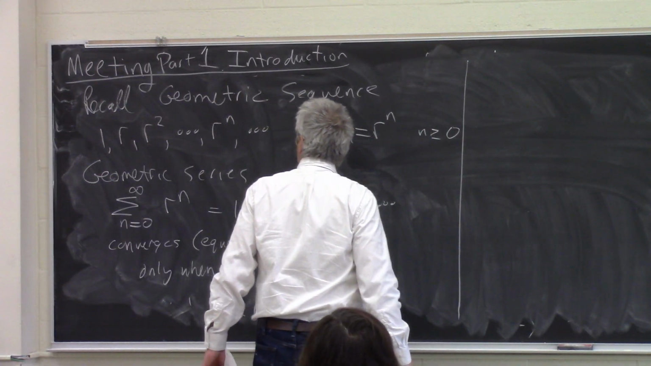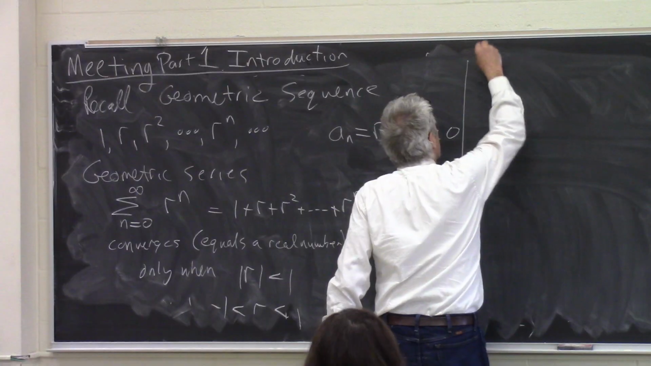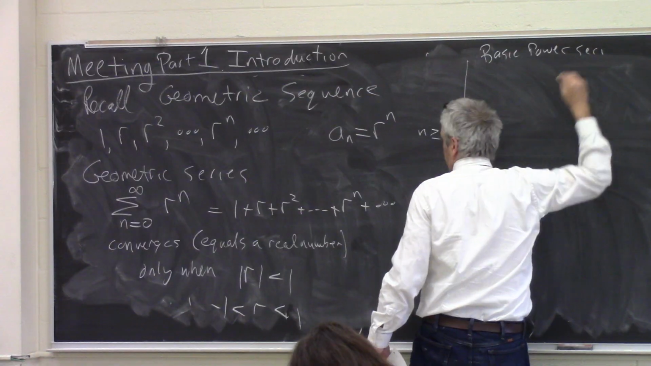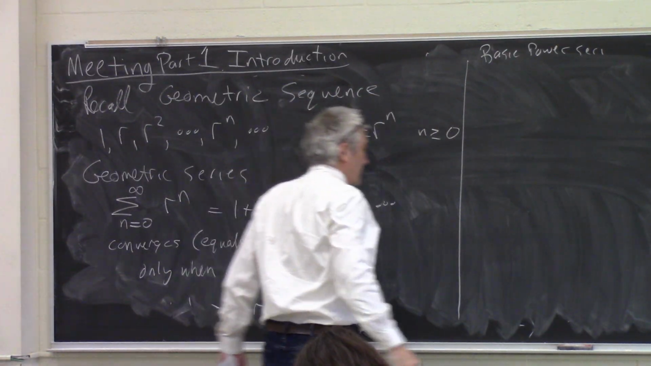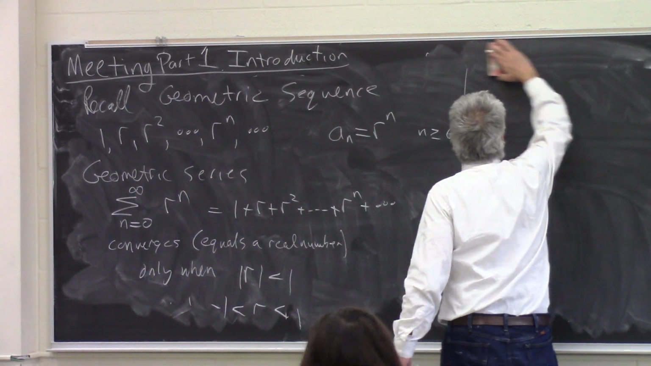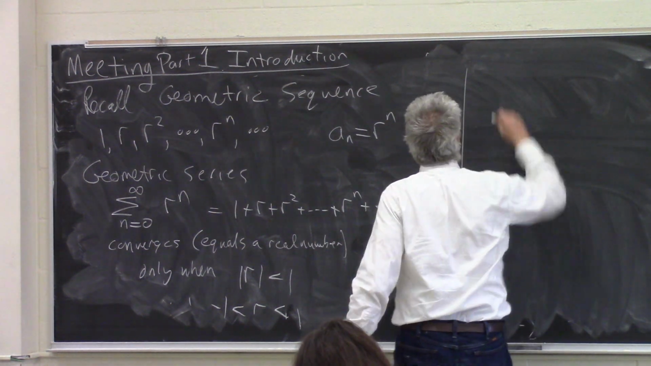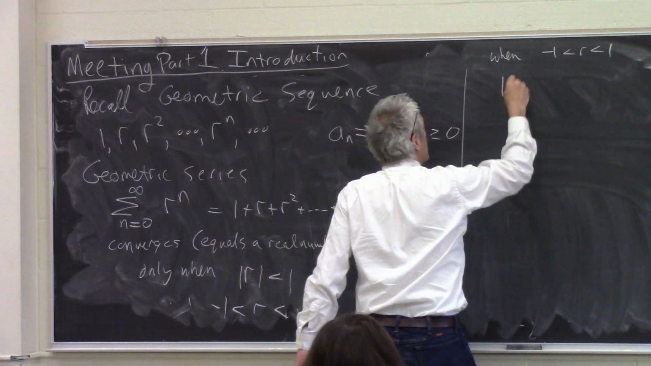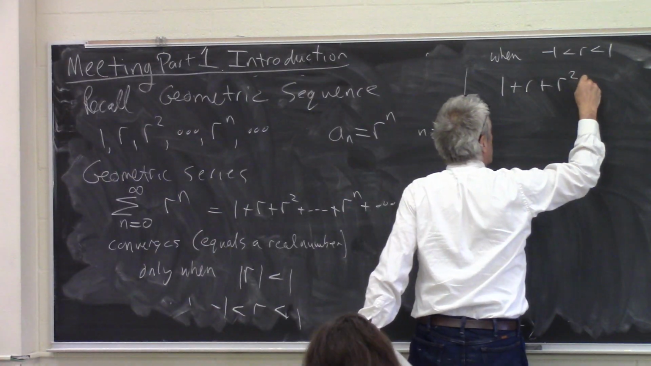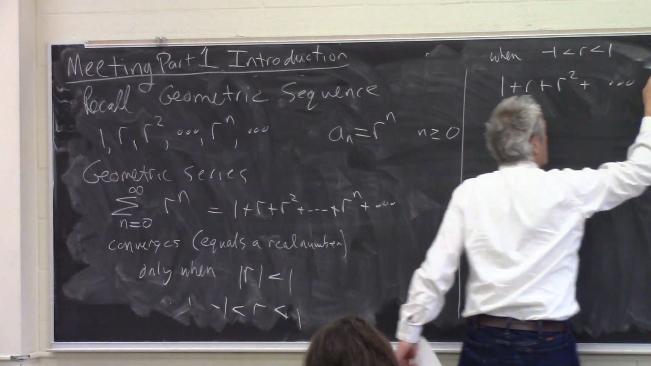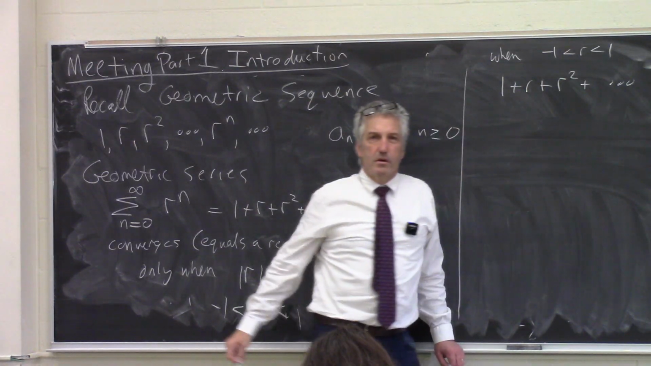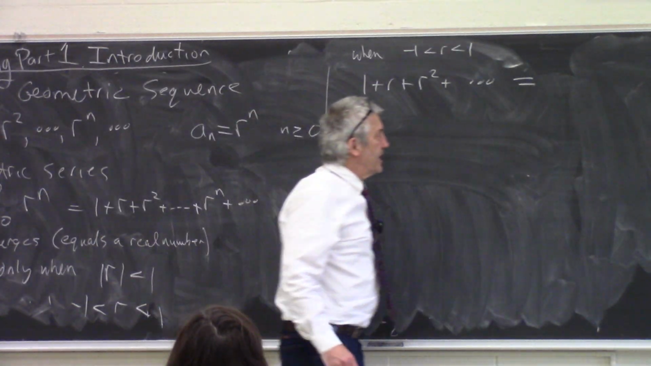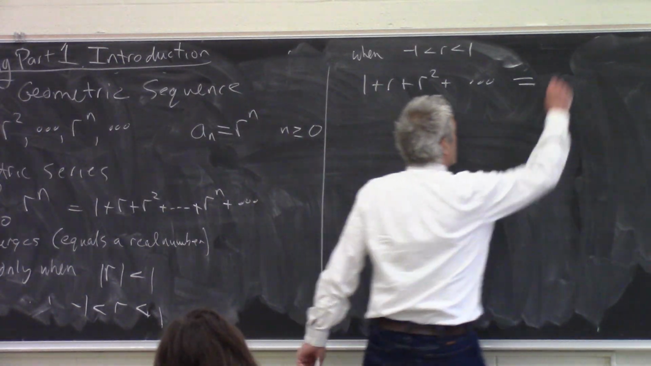Then we have the power series. Oh, sorry. When r is between -1 and 1, this series equals what? Anybody remember? Kinsey? Is it 1 over 1 minus r? No, you can't ask me. You got to tell me. It's 1 over 1 minus r. Good.